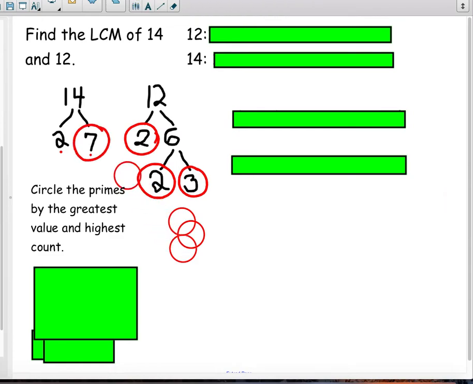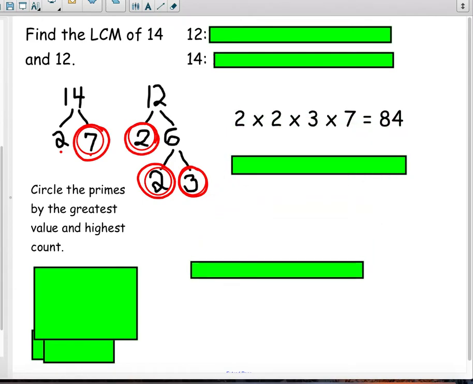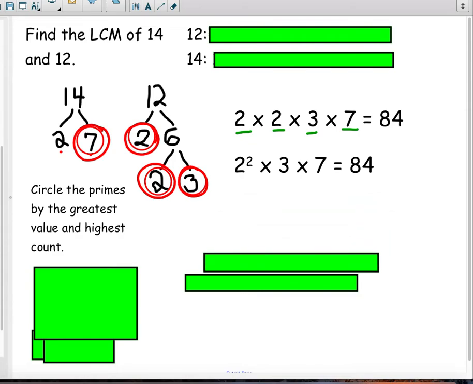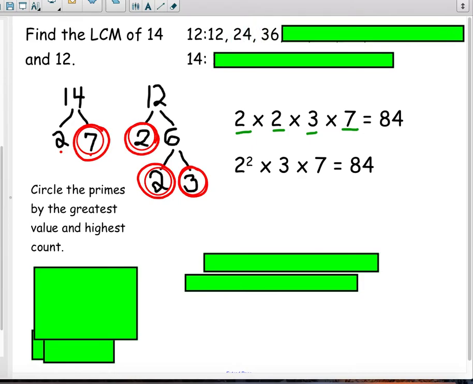So you can see that we're going to have 7, we're going to have 2, we're going to have another 2, and we're going to have a 3. So this is what our prime factorization sets us up for. We will have 2 times 2 times 3 times 7, which equals 84, or you can write it as 2 to the second times 3 times 7 equals 84. If we listed, we would have 12, 24, 36, 48, 60, 72, 84.